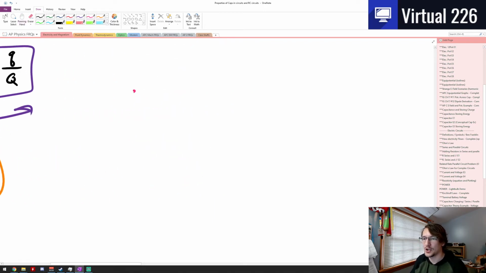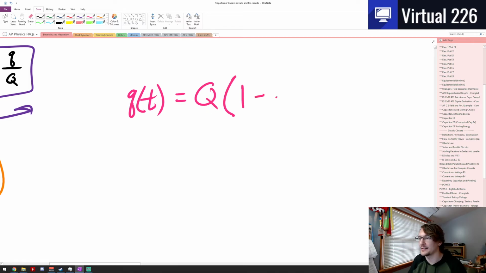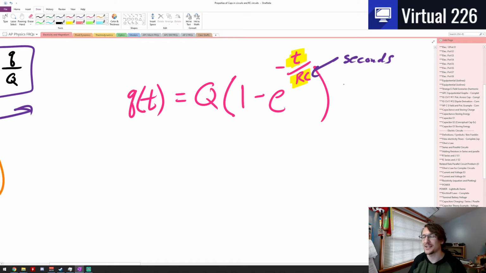It will say that q of t, the charge on the capacitor as a function of time, will equal the total charge available on that capacitor multiplied by 1 minus e to the negative t over RC. Now, there's a few interesting things about this. We know that exponents need to have no units. So if this is seconds up here, this means that R times C actually has units of seconds. And as such, we call this a time constant.